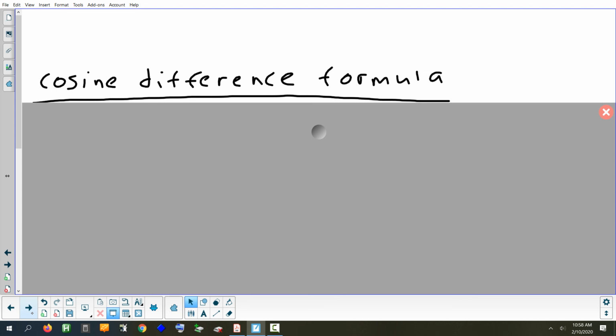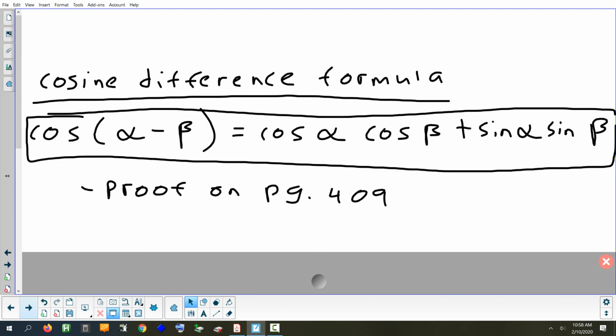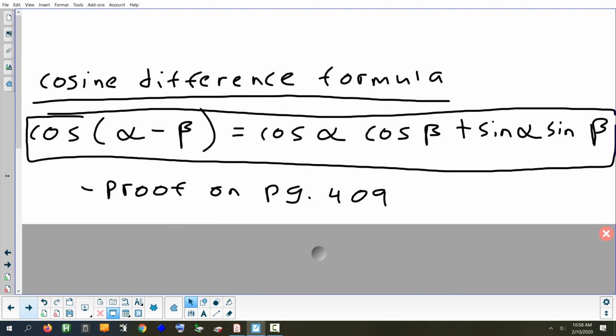But once you have this one, then the other formulas are very easy to get from this one. Right? So we're just going to start with this one. Okay, but the proof is in your book on page 409. And this is called the cosine difference formula.